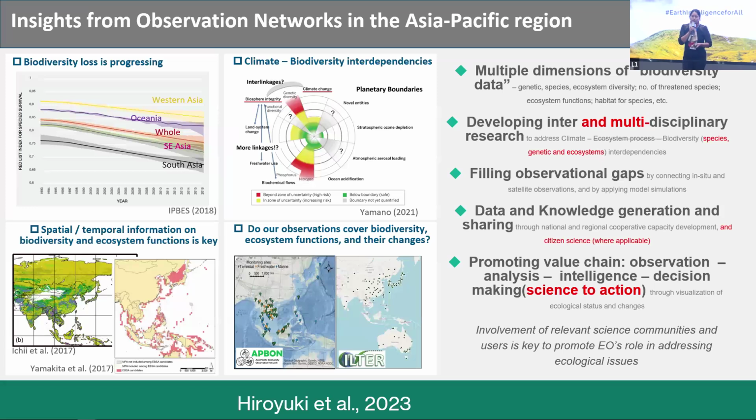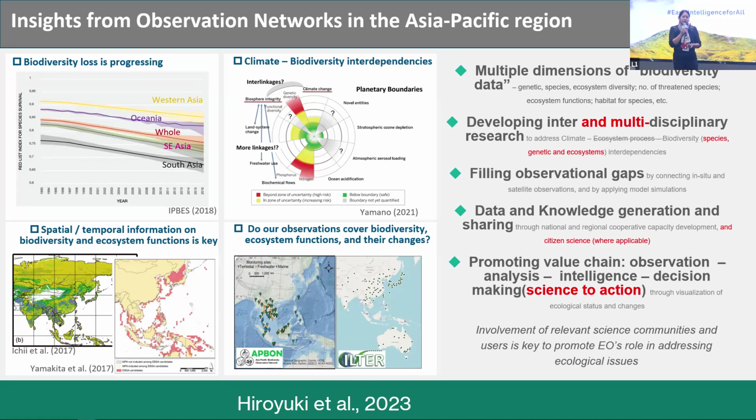So in gist, what we want to say is that biodiversity loss is a global problem, but in this region it is a major challenge. When we look at the climate and the extraction of resources, these two are the major drivers of biodiversity loss, but there is a lot to do in this region. We need multiple dimensions of biodiversity data, which is lacking in this region. Especially at the genetic level, we have very limited data sets.